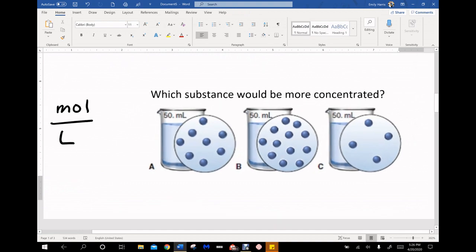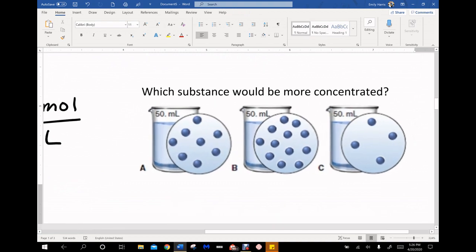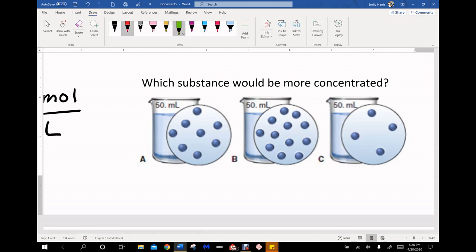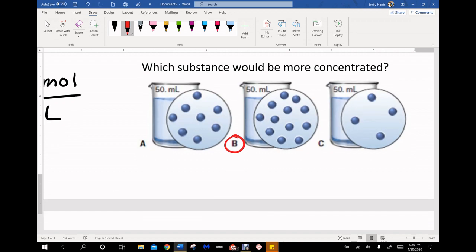All right, so let's go ahead and look at this drawing. First of all, we've got a particle drawing to represent concentration, and we're asked which substance would be more concentrated. Now it's important to note that each of them are at the same volume. So if you've taken a look, you're probably going to guess B, because it has the most moles of solute particles per the same volume or liters of solution.